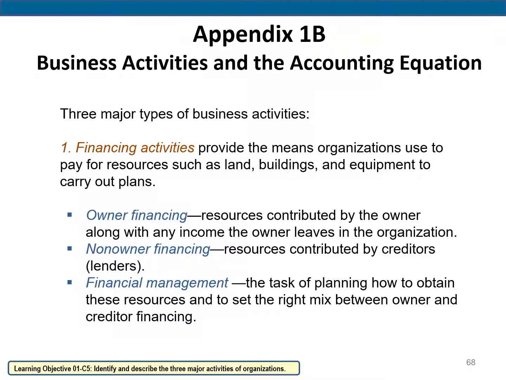The two sources of financing are owner and non-owner. Owner financing refers to the resources that are contributed by the owner along with any income the owner leaves in the organization. Non-owner or creditor financing refers to the resources contributed by creditors or lenders. Financial management is really the task of planning how to obtain the resources and set the right mix between owner and creditor financing.